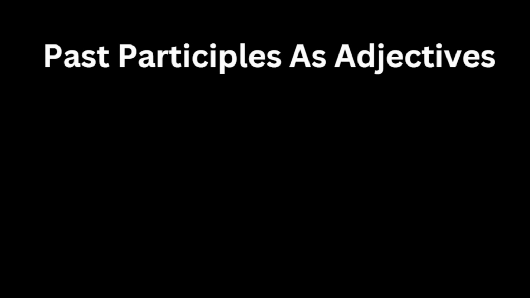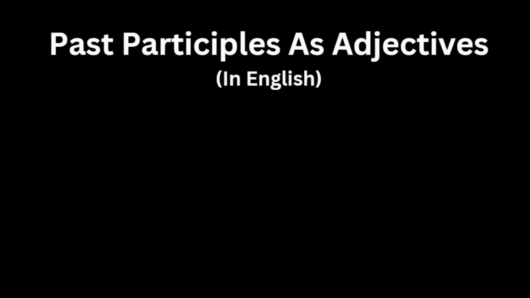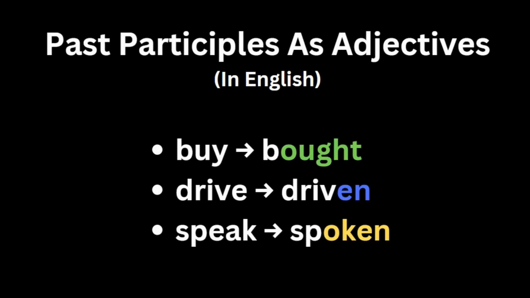Past participles, as adjectives in Spanish, is a form of a verb used to form a perfect or a passive tense as an adjective. In English, this concept is very simple because most verbs often end in ed, like talk, which becomes talked, clean, which becomes cleaned, and so on. However, there are irregular verbs in English, like buy, drive, speak, and so on. Obviously, you don't need to know all of them.